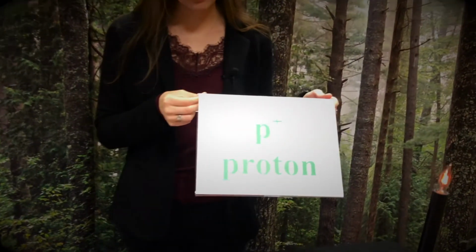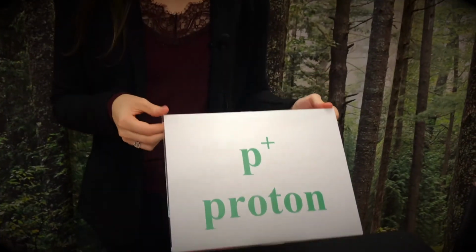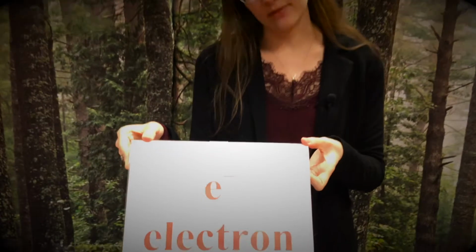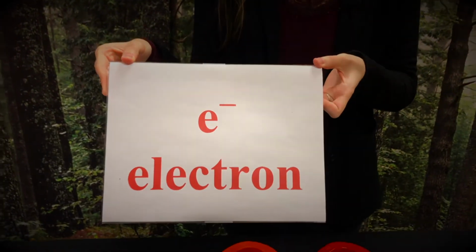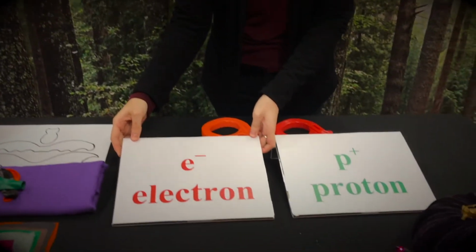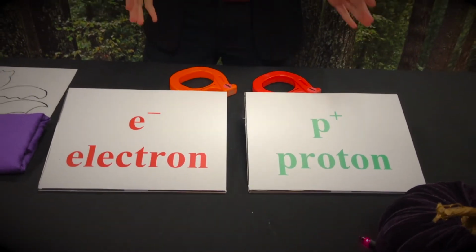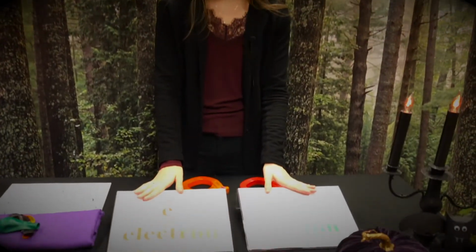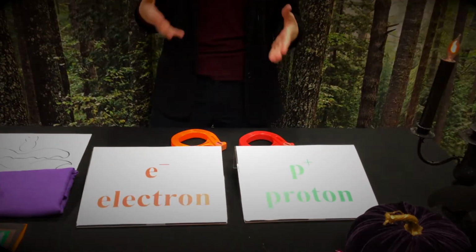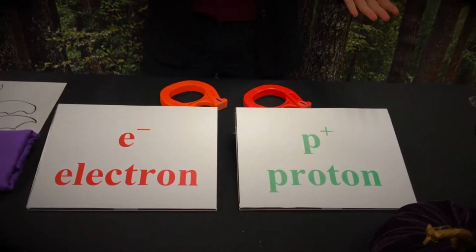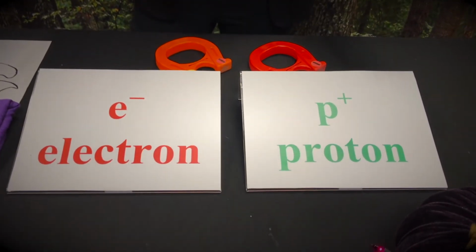Now, protons are positively charged, so think P for positive, and electrons are negatively charged. And these are the two particles that I want to focus on today. Typically, most objects are going to start out with an equal amount of protons and electrons. So even though these particles have positive and negative charges, if there's an equal amount of them, there's no charge in the object. It's neutral.